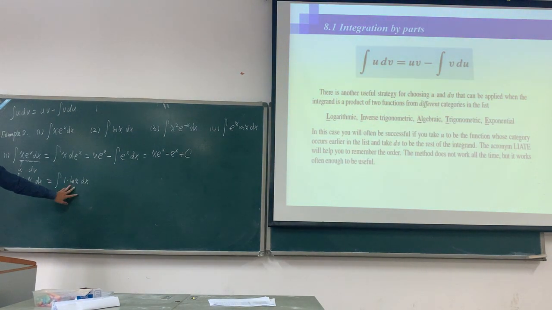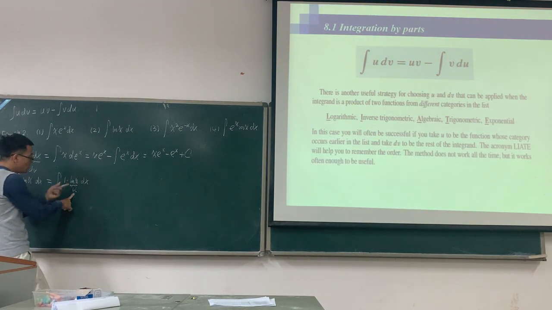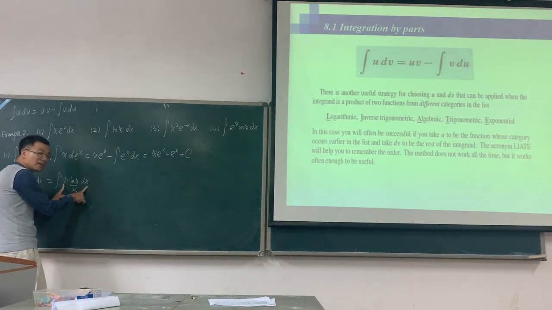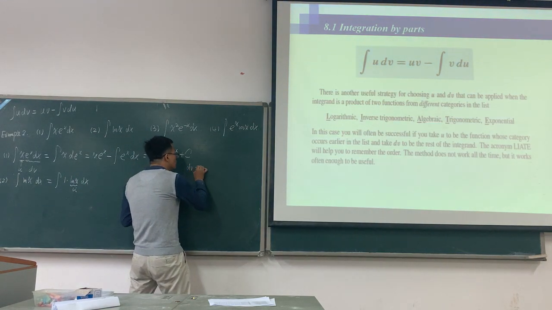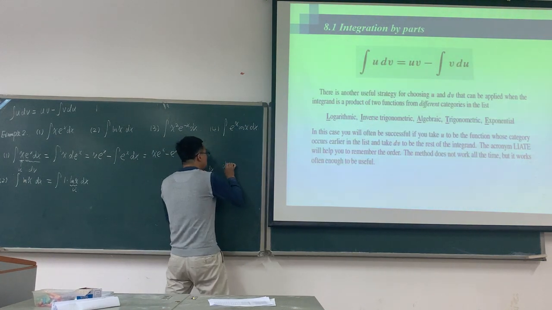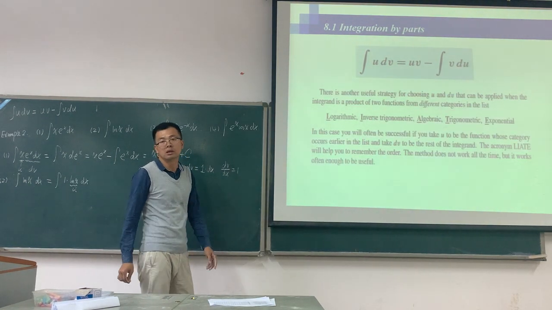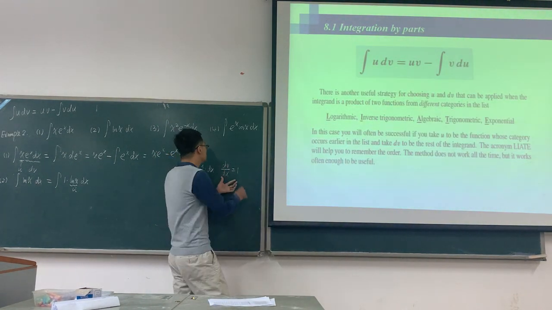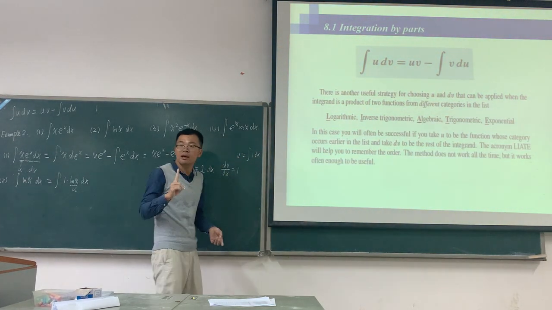So 1 is what kind of function? Algebraic, yeah. ln x is a logarithmic function. So we let u equal to ln x, and 1 times dx is equal to dv. So dv equals 1 times dx, which means dv/dx equals 1. So v is what? x. So v is the antiderivative of 1, which is x.